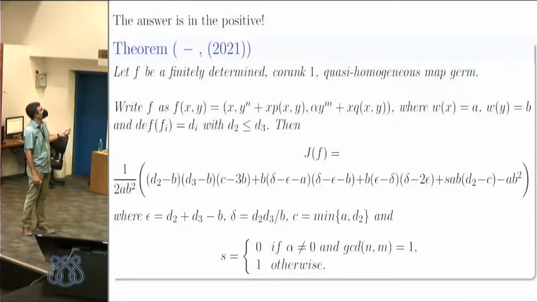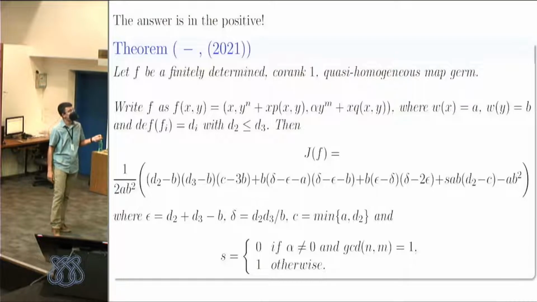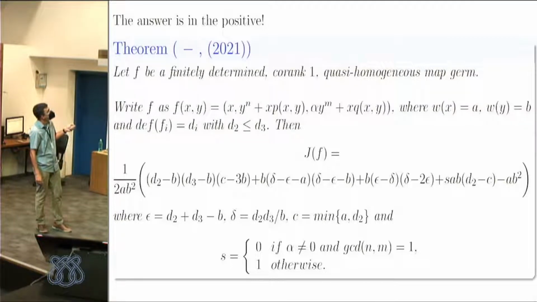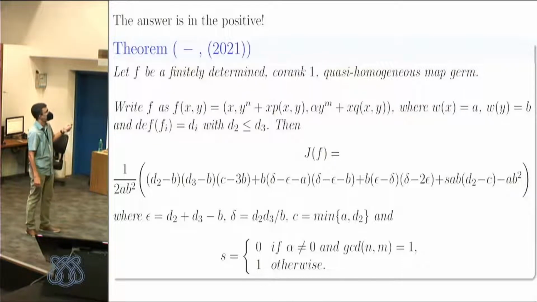We can write f in this way. Here the weight of x is denoted by the letter A, the weight of y is denoted by the letter B, and the degrees of the function's coordinates are denoted by the d_i with this condition: D3 is greater than or equal to D2, greater than or equal to 2. So now the formula for the invariant J appears in this way.